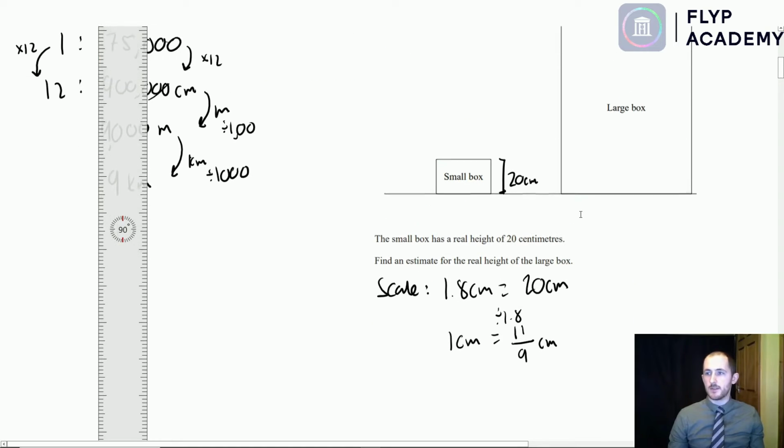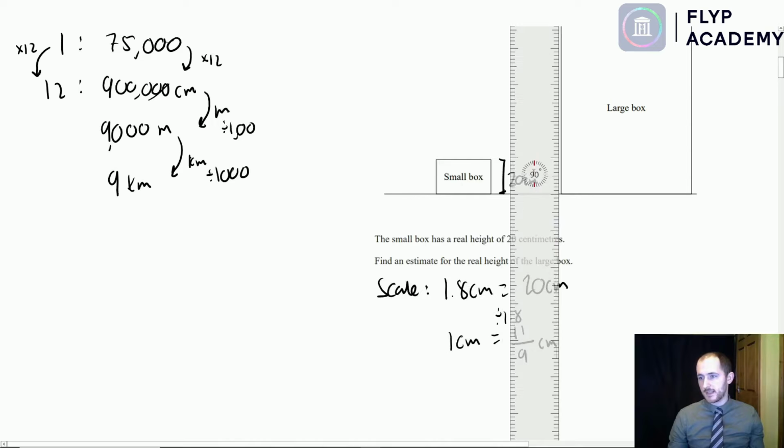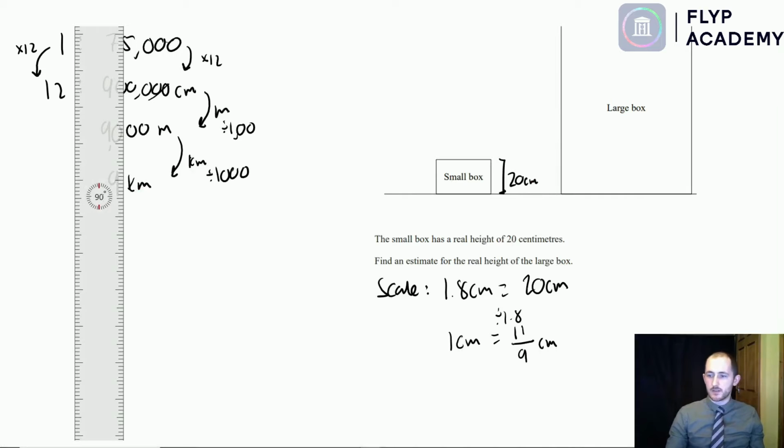Now what we're going to do is measure the height of the large box. So we're going to line this up nice and neatly, and we have 1 centimetre, 2, 3, 4, 5, 6, 7, and then 8.4 centimetres. So if we want to get to 8.4 centimetres, again using our scale, we times this side by 8.4, which means we have to times the other side by 8.4.